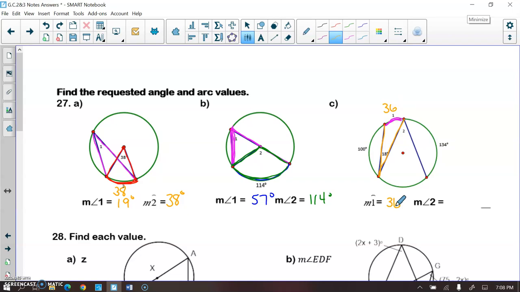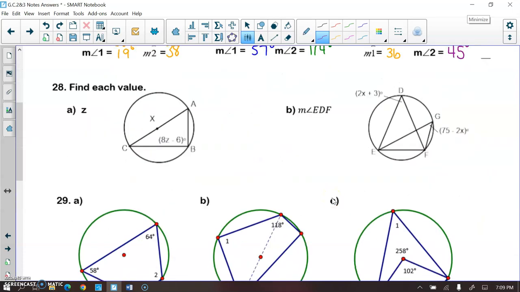A full circle adds to 360, so 360 minus 100 minus 36 minus 134 leaves me with this arc being 90 degrees. And we needed that because angle 2 is an inscribed angle intersecting that 90 degree arc. So 90 divided by 2 gives me that this angle's 45 degrees.